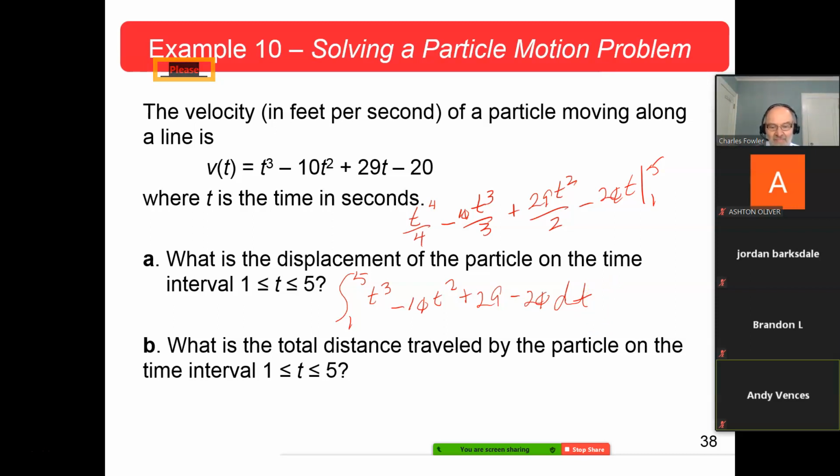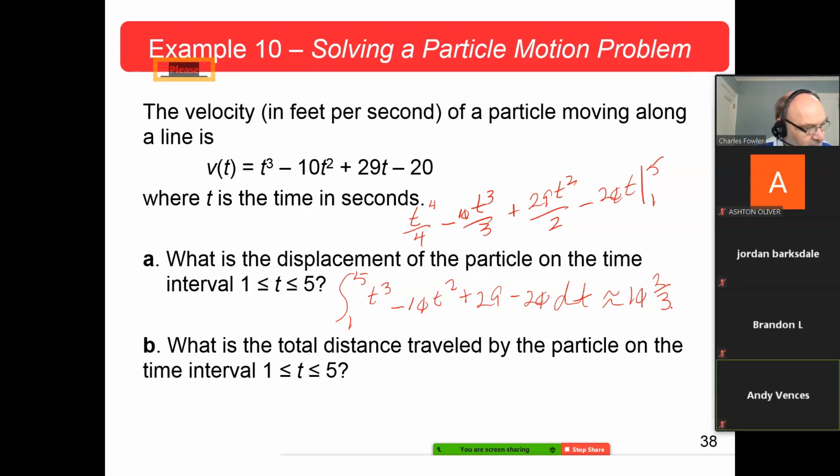Okay, minus 1/4, so I'm going to put 0.25. Minus a minus is a plus 10/3, minus 29/2, plus 20. So I got approximately 10.7. I'll say 10 2/3 because that's what it is exactly.